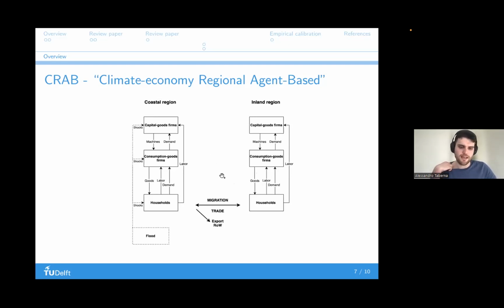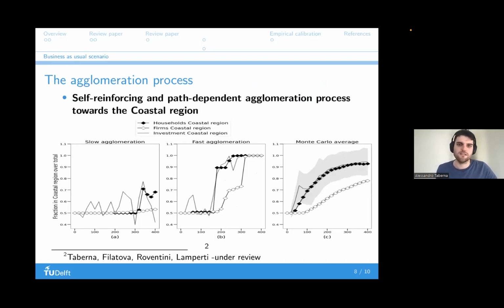I'm happy to discuss later with anyone who's interested the equations and the specification of the model, because it's quite heavy. But for the sake of time, I will move directly to the results.